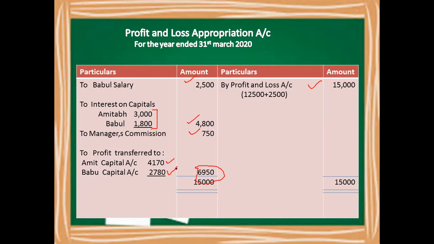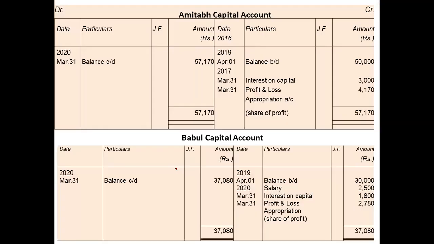So this is the first part of the question. The second part is to prepare their capital account. So in Amitabh's Capital, we have already learned the capital account. So the opening balance of capital is given. Interest on capital we have calculated 3,000, and this is the share of profit that he will be receiving from the firm, that is 4,170 of divisible profit. And here comes the closing balance on the closing date.